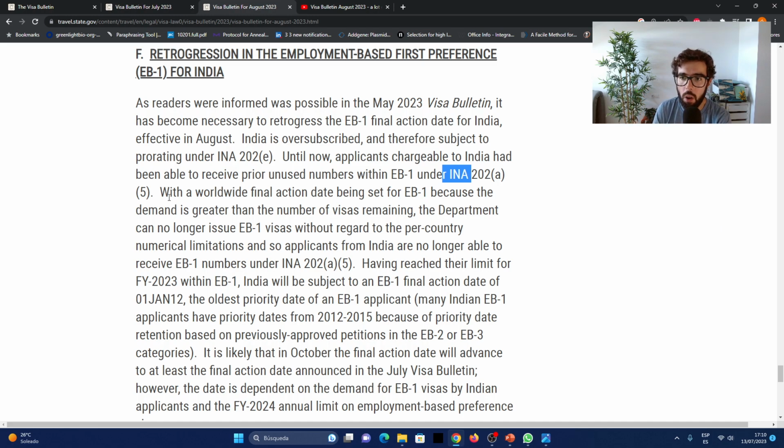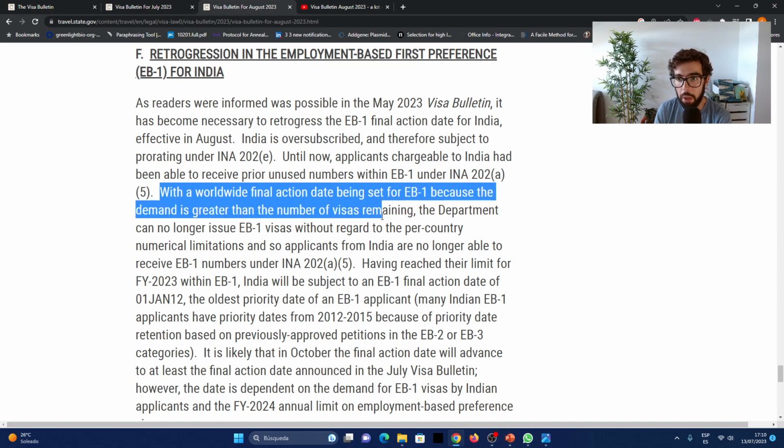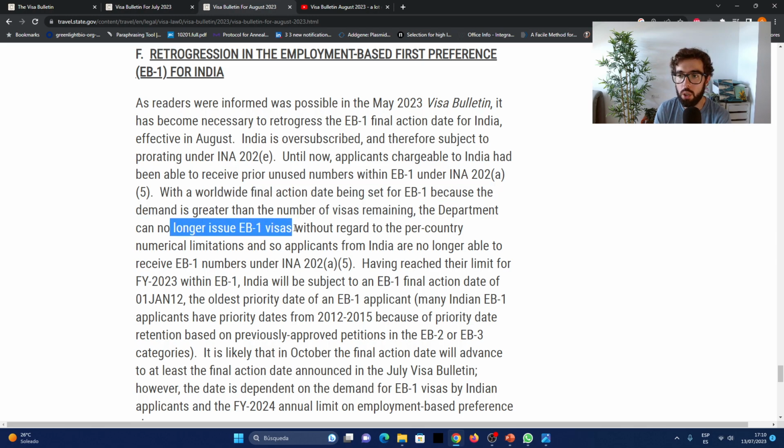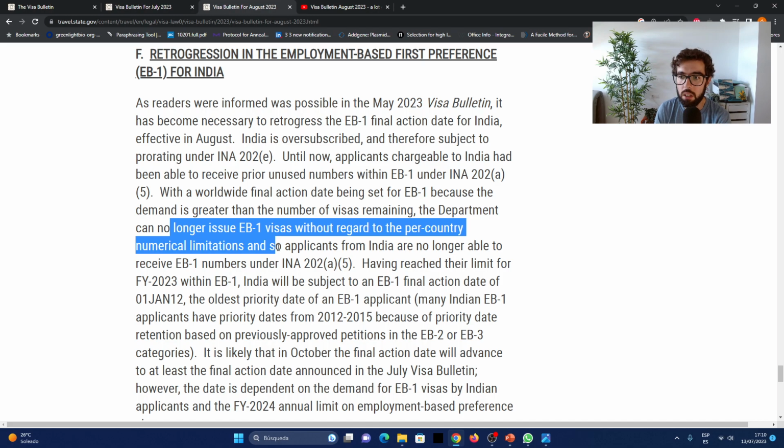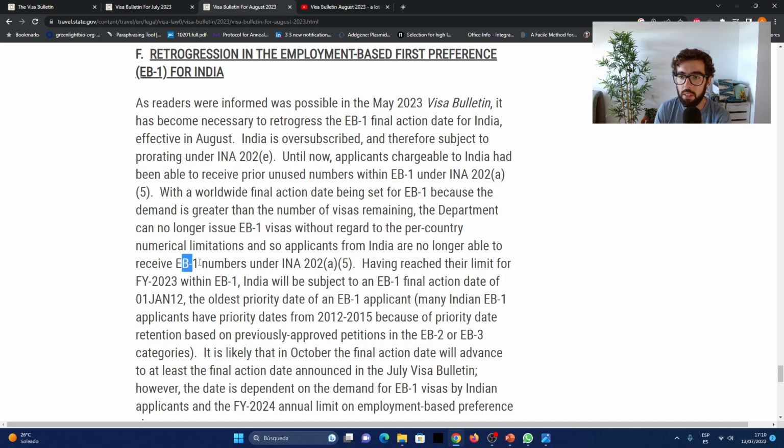Okay, but now with a worldwide final action date being set for EB1 because the demand is greater than the number of visas remaining, the department can no longer issue EB1 visas without regard to the per country numerical limitations, and so applicants from India are no longer able to receive EB1 numbers under the same law.